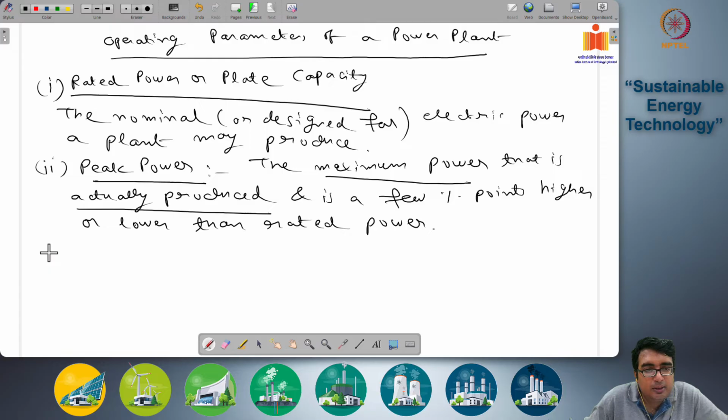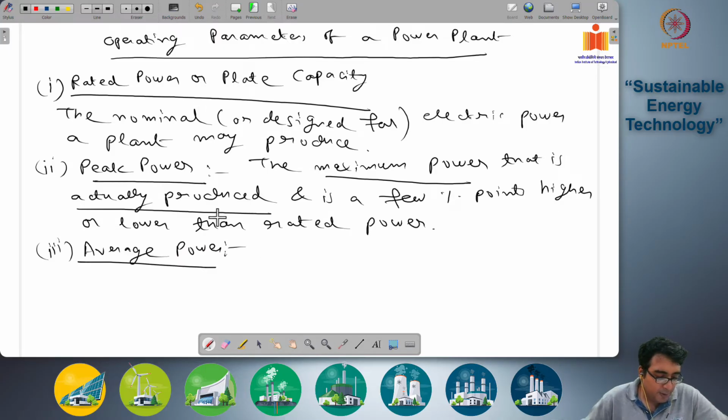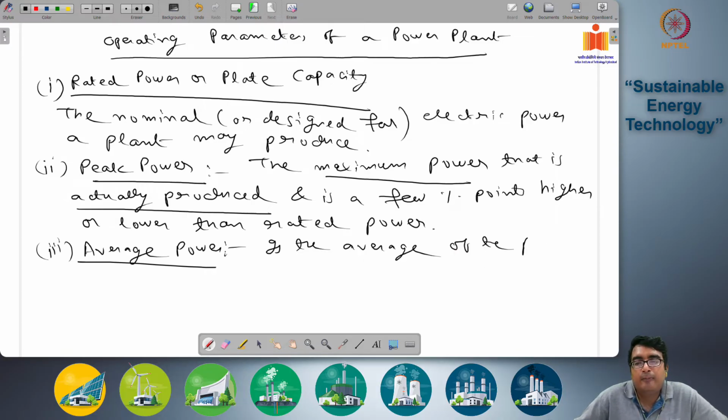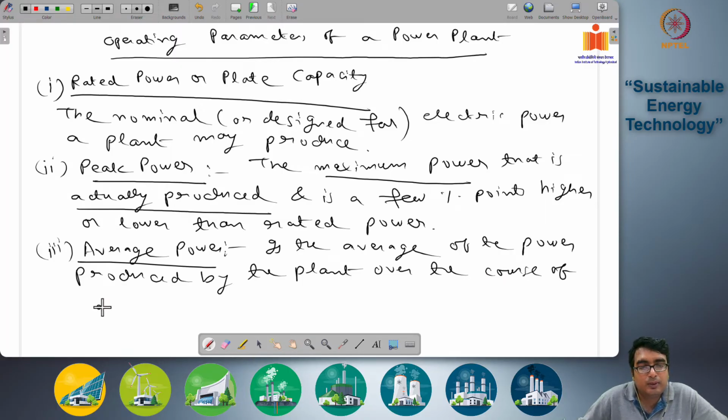Then you have the definition of average power. So average power is the average of the power produced by the plant over the course of a year.